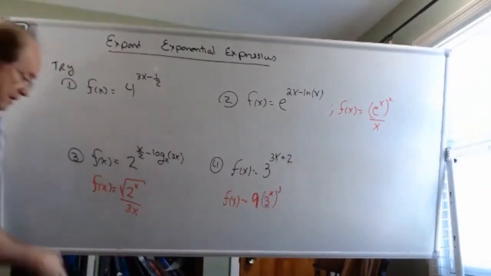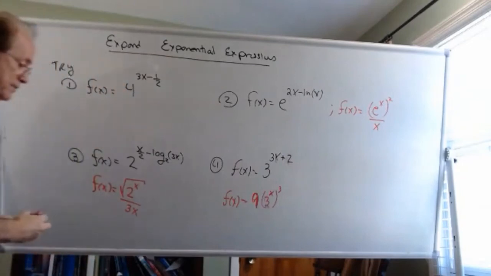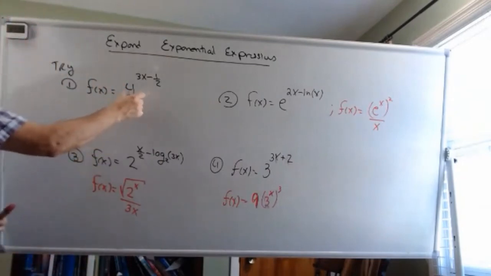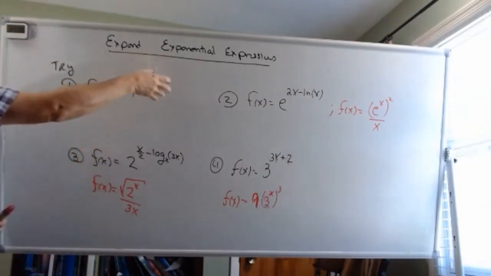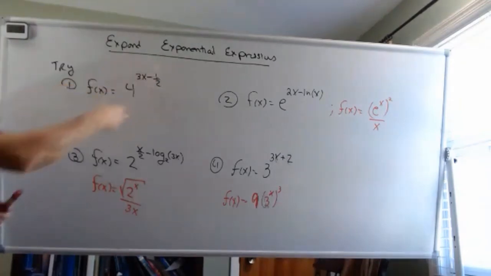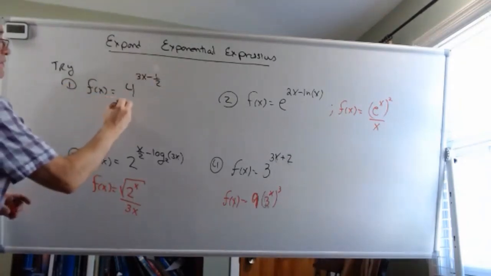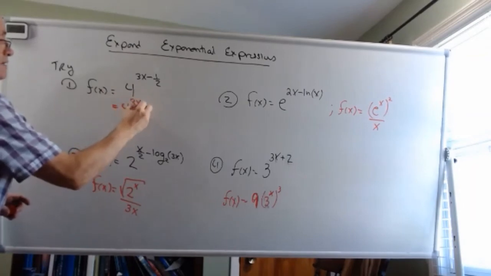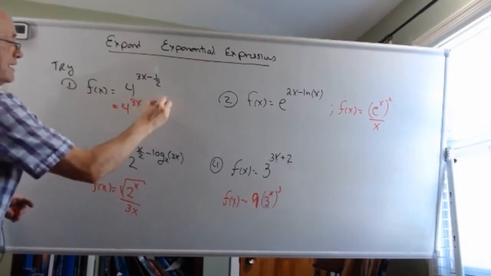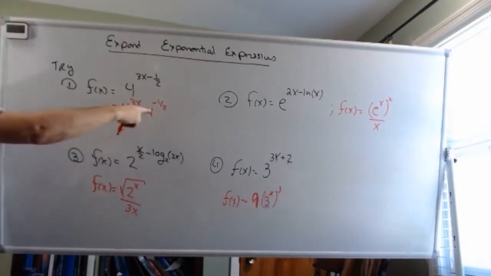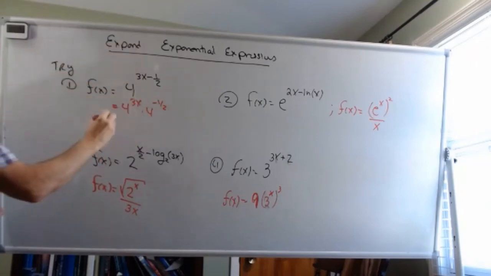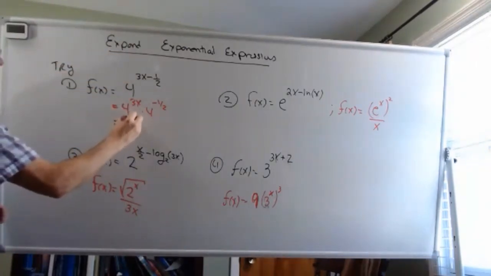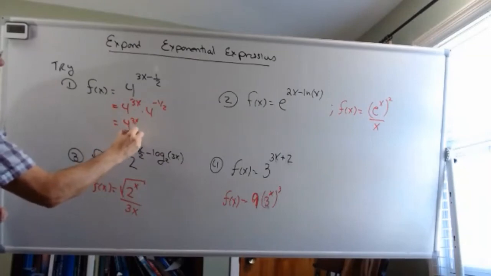So what I would do over here is turn around and this is e to the a minus b. Well, let's just do it in 2 steps. I can write it this way. It's 4 to the 3x times 4 to the negative 1/2. That's a negative 1/2, so that comes down. I get 4 to the 3x over 4 to the positive 1/2.